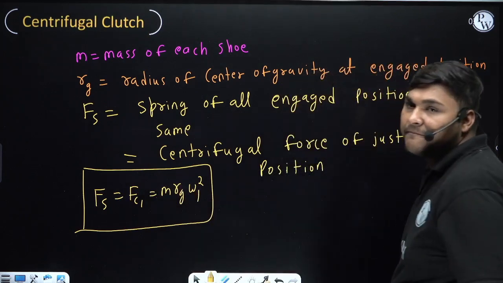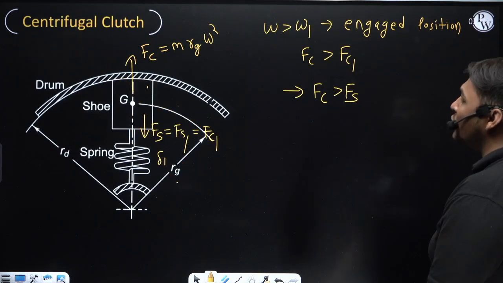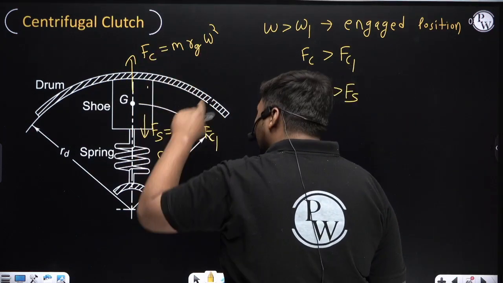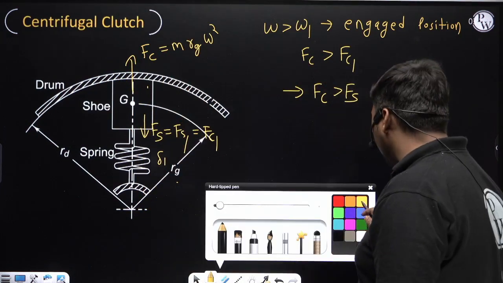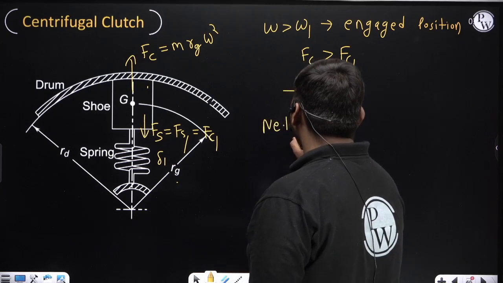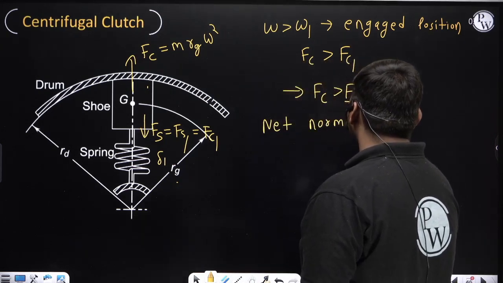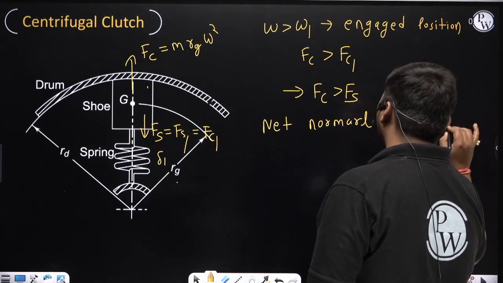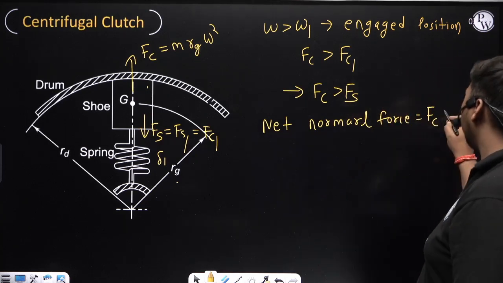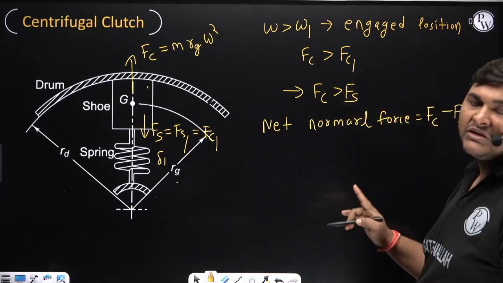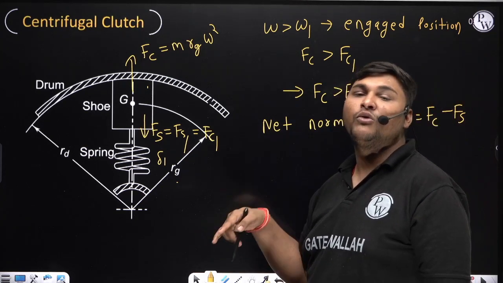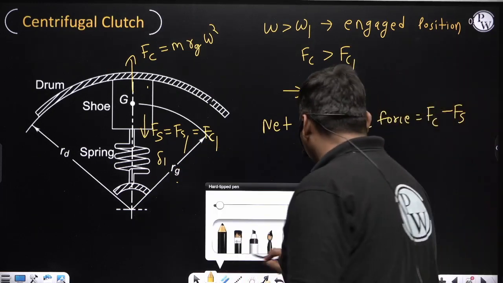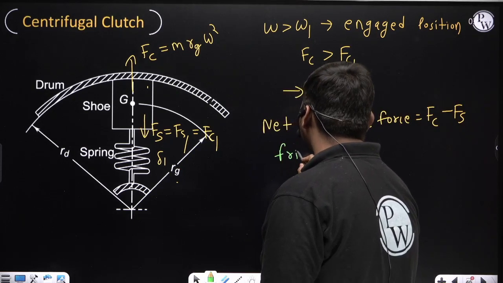So spring force of all engaged position is same, which is centrifugal force at just engaged position. Now, if actual speed is more than omega 1, then actual centrifugal force, whose formula is mRg omega square, will be more than spring force. So net normal force will come, and that normal force in this friction lining will be equal to FC, the centrifugal force mRg omega square, minus spring force. And spring force of all engaged position is the same, equal to centrifugal force of just engaged position.